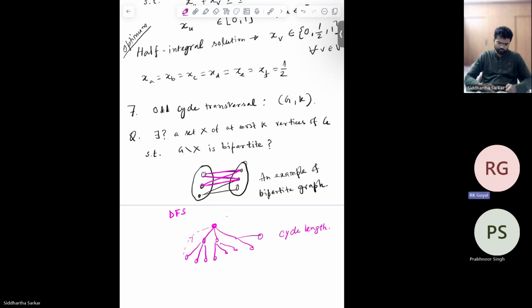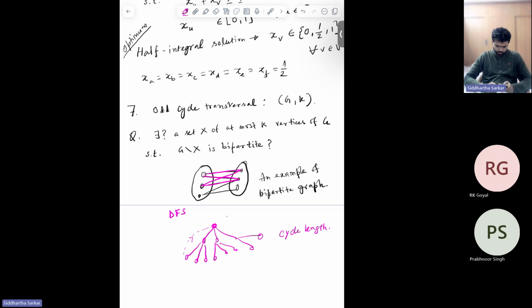Yes, I got this point that if the graph is a bipartite one, then only even length cycles are possible. Yes, and then you can check whether the graph contains an odd length cycle or not by doing one DFS. Let me be sure that what I said is correct.